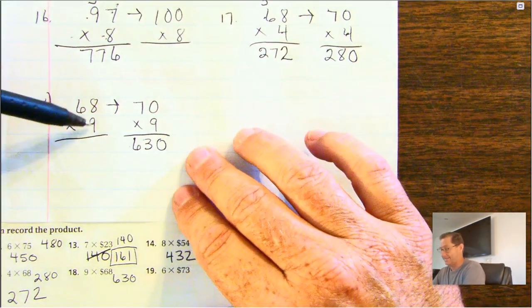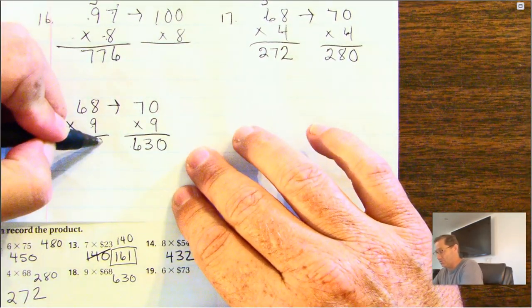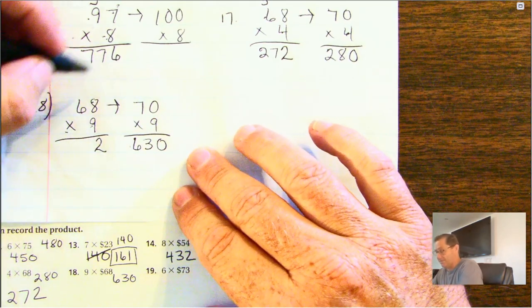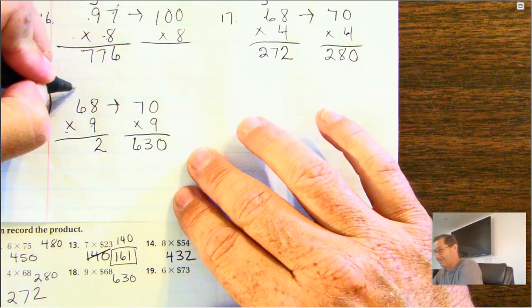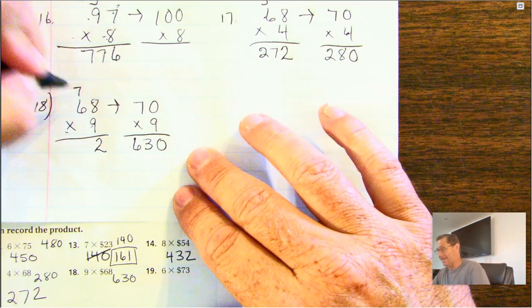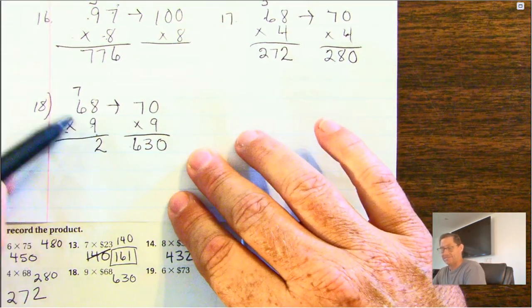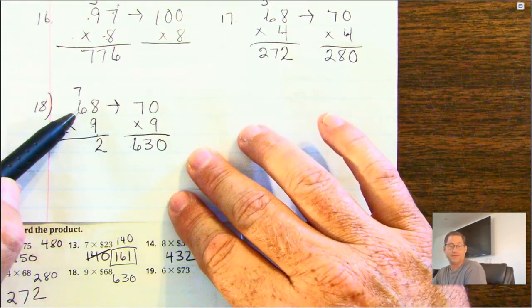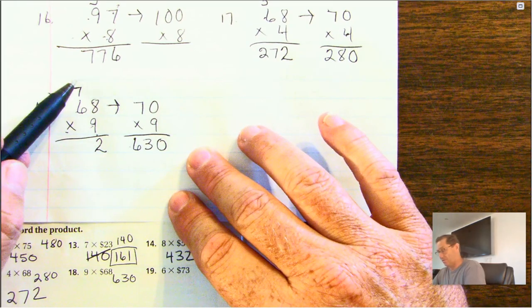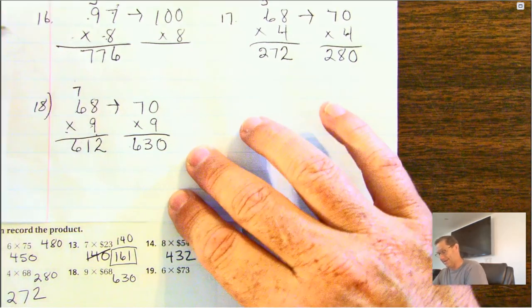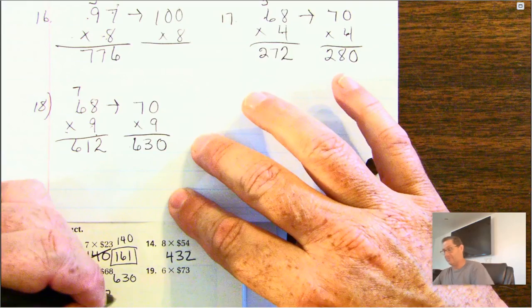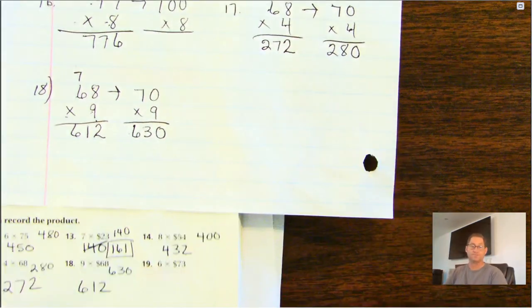Step 1, 9 sets of 8 ones is 72 ones. Regroup the 70 of the 72 ones as 7 tens. 9 times 6 tens is 54 tens, plus 7 more is 61 tens, for a total of 612.